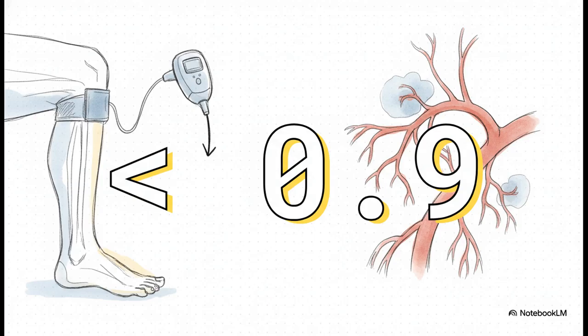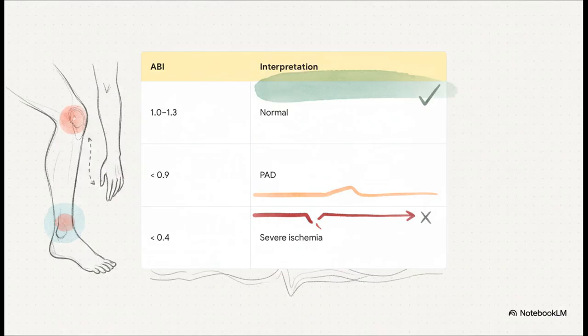This comes from a super simple test called the Ankle-Brachial Index, or ABI. And here's how easy it is. We literally just compare the blood pressure in their ankle to the blood pressure in their arm. They should be about the same, right? Which gives you a ratio of about 1.0. But if that ankle pressure starts to drop and the ratio falls below 0.9, bam, that's a diagnosis of PAD. The lower the number, the worse the disease.